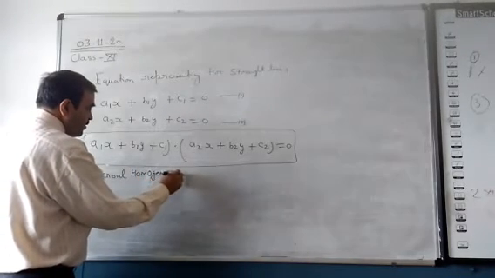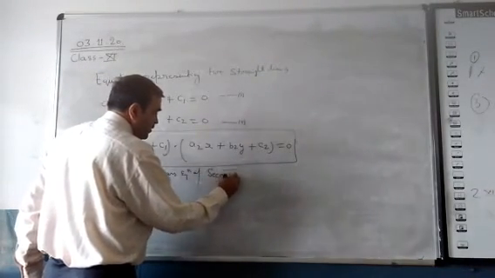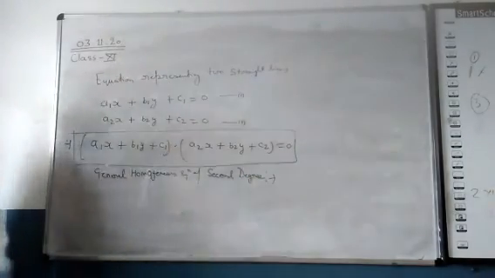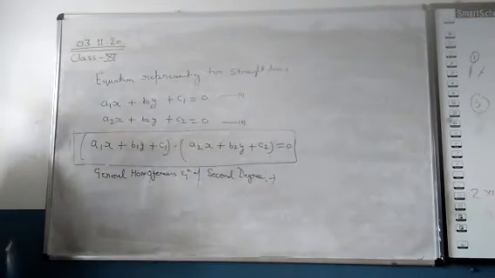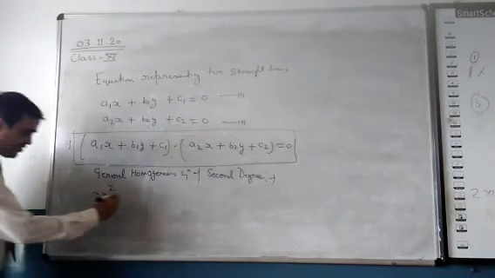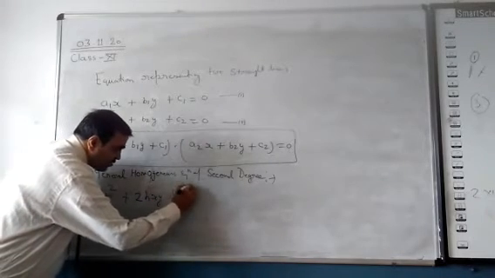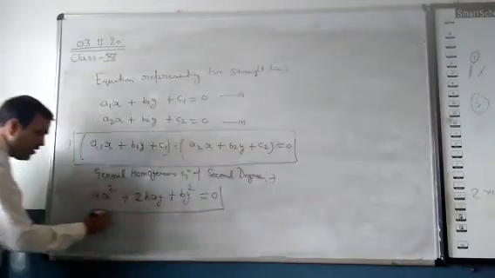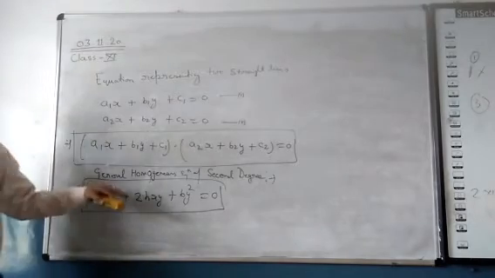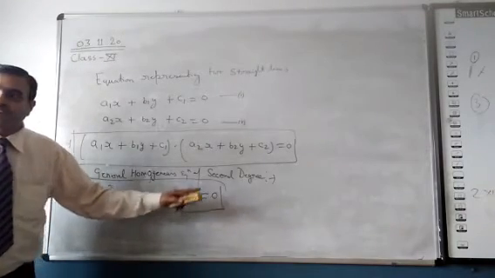Homogeneous equation of second degree. The general homogeneous equation of second degree is represented by ax square plus 2hxy plus by square is equal to 0. This is also an equation of line, but in second degree.